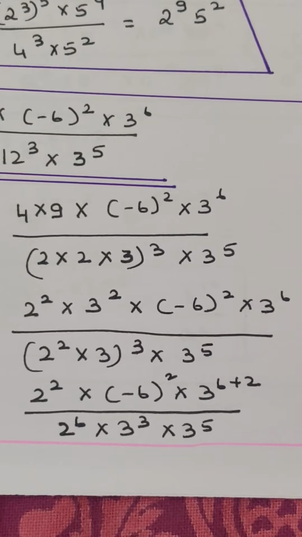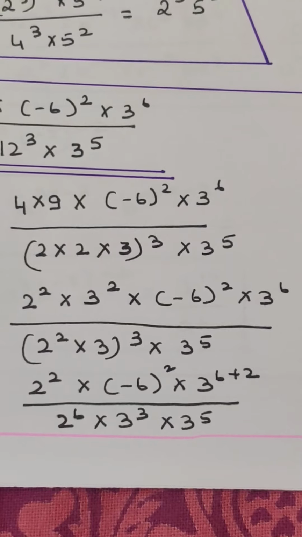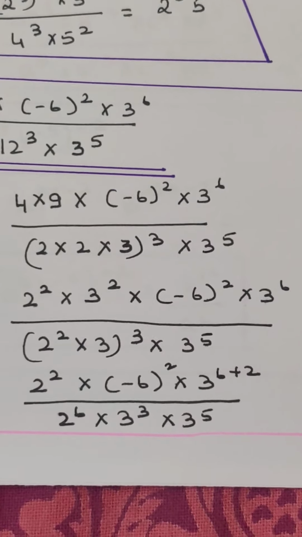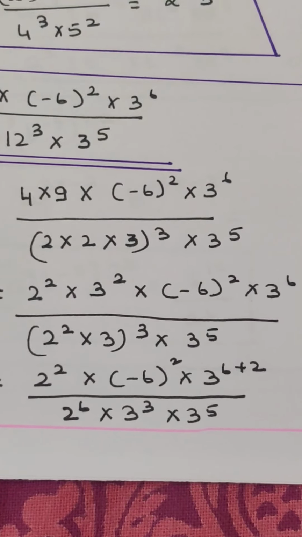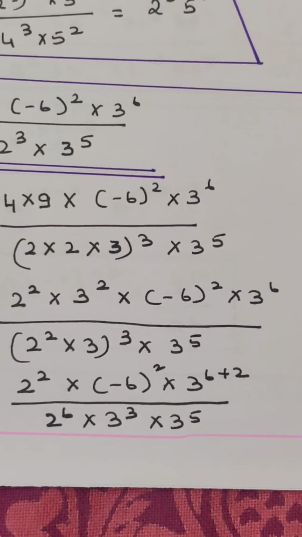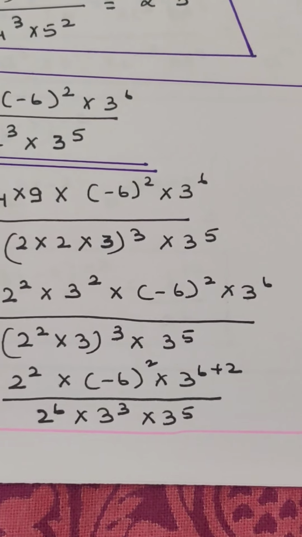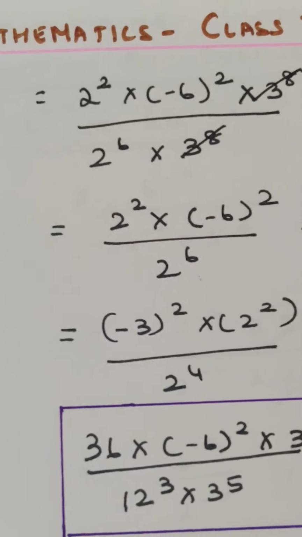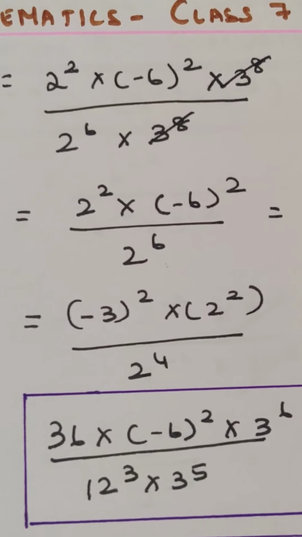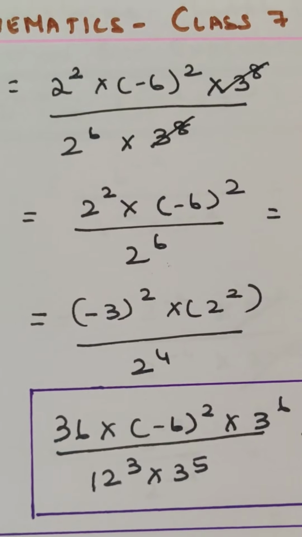So it becomes 2 square into 3 square into minus 6 the whole square into 3 to the power of 6, and the denominator becomes 2 square into 3 the whole cube into 3 to the power of 5. So on simplifying, you get 2 square into minus 6 to the power of 2 into 3 to the power of 6 plus 2, divided by 2 to the power of 6 into 3 cube into 3 to the power of 5. When you solve, it becomes 2 square into minus 6 the whole square into 3 to the power of 8, divided by 2 to the power of 6 into 3 to the power of 8. So 3 to the power of 8 and 3 to the power of 8 get cancelled.